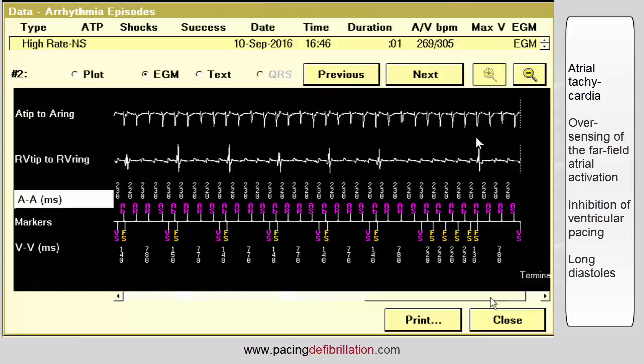The oversensing stops here because there is a spontaneous ventricular activation, and we understand why in patients requiring ventricular pacing and without any ventricular escape, atrial oversensing can be life-threatening with prolonged asystole.